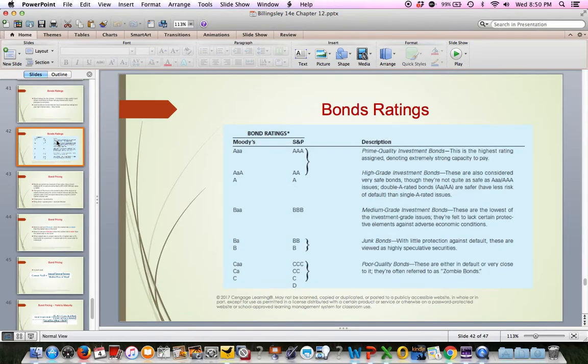So bonds are rated by two different ratings agencies, Moody's and S&P. S&P stands for Standard & Poor's. And you can see what the ratings rankings are here, what the different letter codes are. You can look at that on your own.